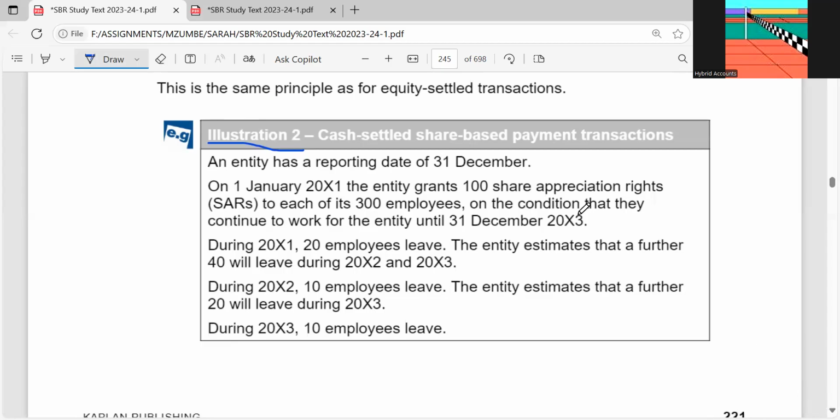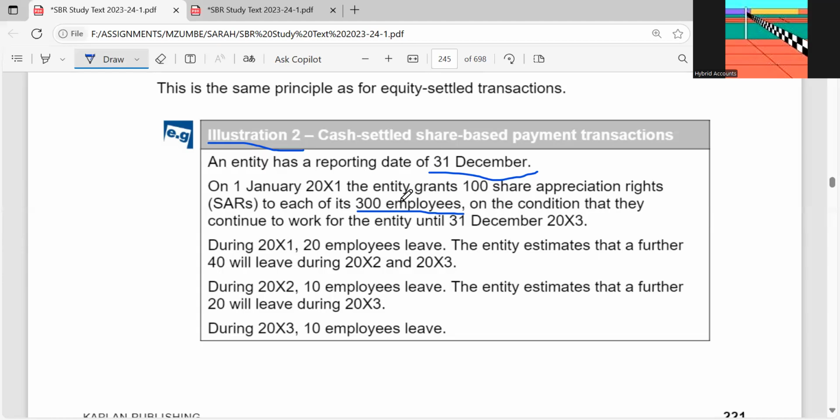Okay, an entity has a reporting date of 31st December, so it reports at the end of the year. On 1st January, the entity grants 100 share appreciation rights to each of its 300 employees. So how many rights in total? 300 times 100, right? Because it's 100 per employee and we have 300 employees. So 300 times 100 is 30,000.